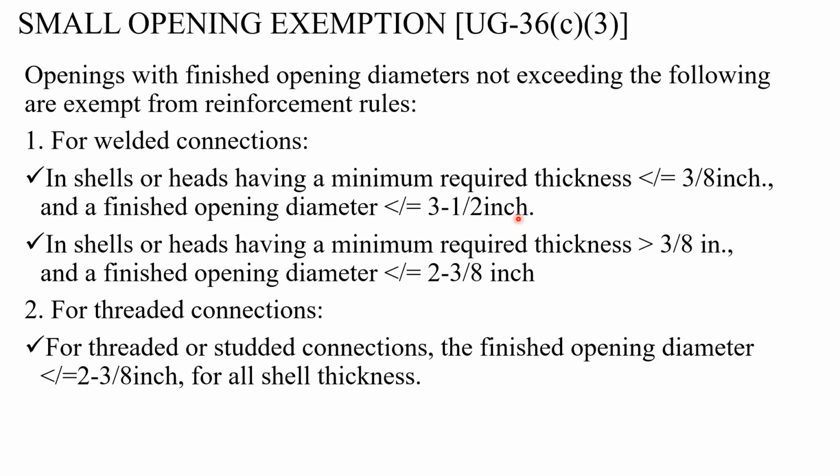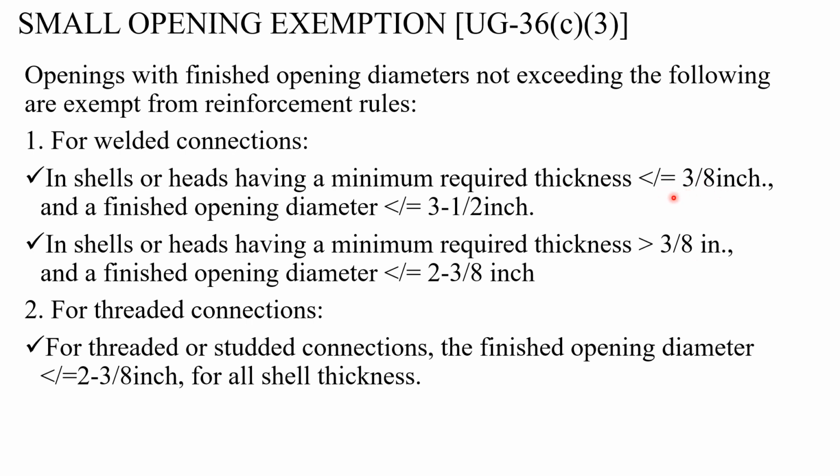But your client wants to check whether area replacement is possible. Yes, you can still check and confirm based on the area replacement formula. In a shell or head having a minimum thickness of more than 3/8 inch, and the finished opening diameter less than or equal to 2-3/8 inch, in this case also you can exempt the reinforcement pad.